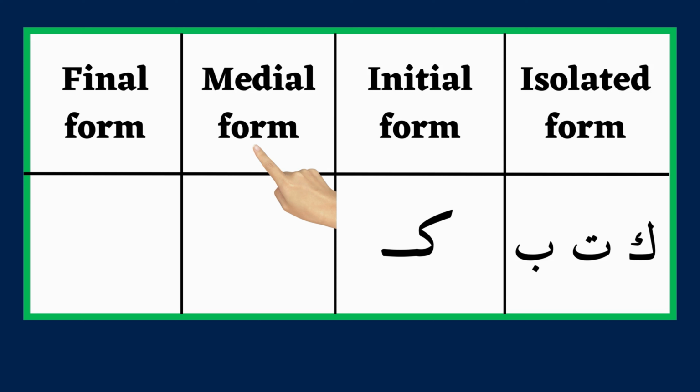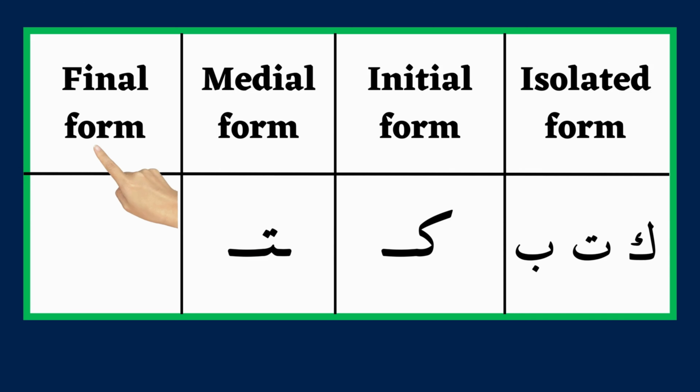Medial form. The medial form is how an Arabic letter appears when it is in the middle of a word, between other letters. Practical example. The letter ta in that same word takes its medial form. This form indicates that the letter is in the middle, leaving an opening for the next letter to connect.